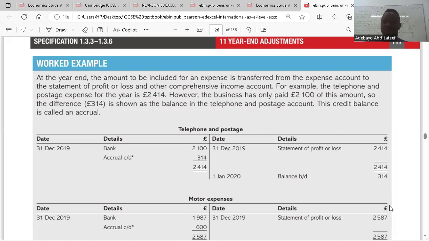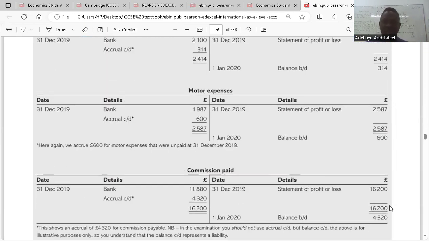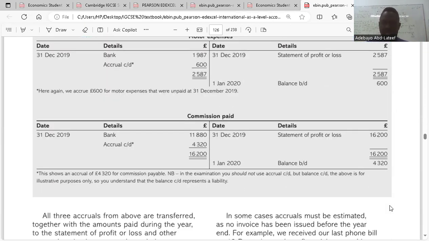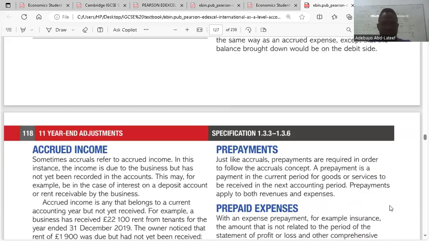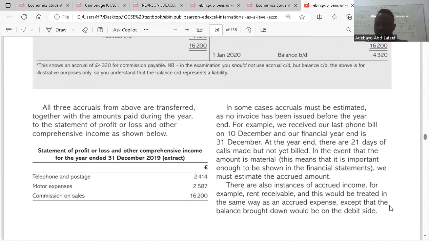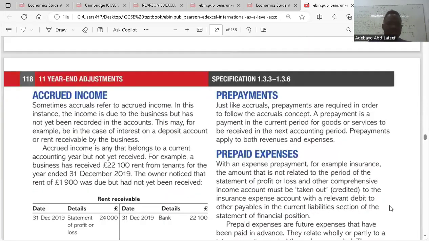So 2,100 will be recorded in the statement of profit or loss as expenses for telephone and postage. Then the difference, which is 314, will go to our statement of financial position as other payables for 314. So this is our statement of profit or loss. Our telephone expenses is 2,414. Then we prepare our statement of financial position, which is not prepared here, as a current liability, as other payables for telephone and postage expenses. So we go to accrued income.